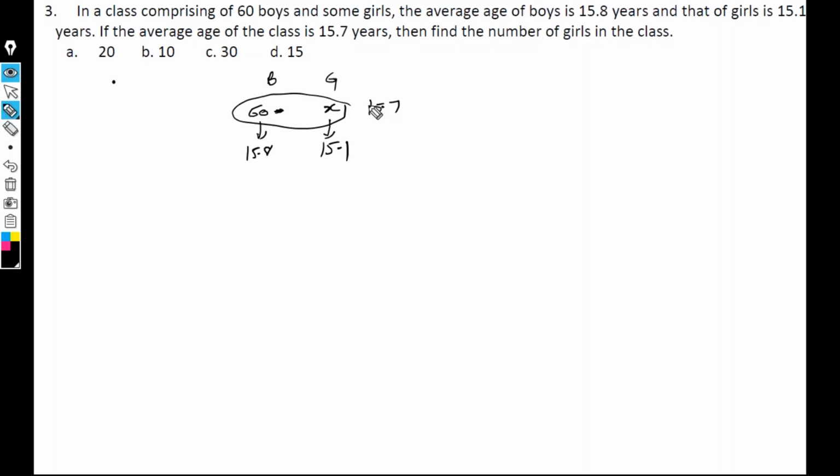We just need to equate the total age, which can be done in two ways. One would be the average age of boys is 15.8, so the total age of boys is 60 into 15.8. Likewise, the average of girls is 15.1 and the total number of girls is x, so the total age is 15.1 into x, which equals the total age of the class, which can be taken like this also, 15.7 into 60 plus x. Tell me guys, is this part clear to everyone? Is this equation clear?